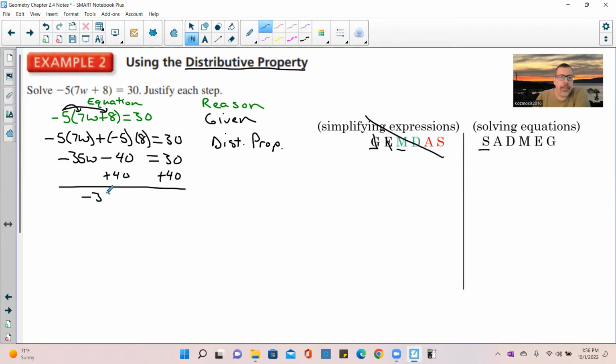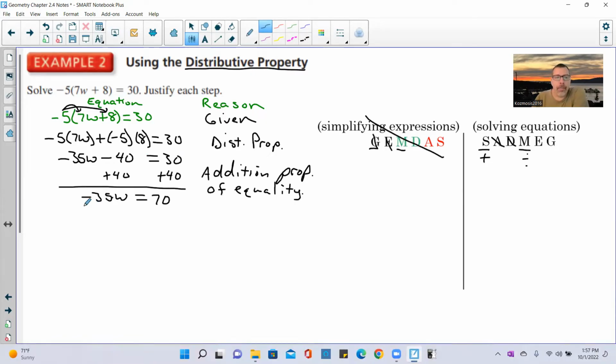-35w stays, and -40 plus 40 is 0. -35w plus 0 is just -35w, and 30 plus 40 is 70. So that is the addition property of equality. Okay, and then now we have, so we've done addition. We don't have any division, but we do have multiplication. -35 times w is multiplication. The inverse of multiplication is division. The inverse of subtraction was addition, and that's what we did.